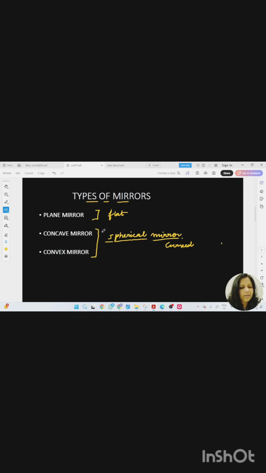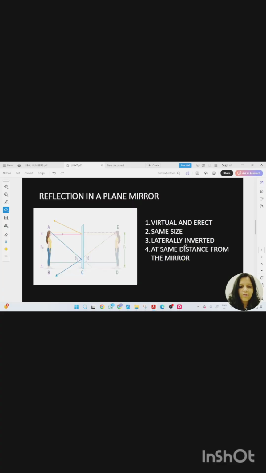So there are two different kinds of spherical mirrors. One is the concave mirror, and the other one is the convex mirror. Let's see how the images are formed by these three different kinds of mirrors. For the plane mirror, you have already studied the characteristics of its images in the previous classes. The image formed by a plane mirror is always virtual and erect. Always remember that if any image is formed in front of the mirror, then it will always be real and inverted, and if any image is formed behind the mirror, then it is always going to be virtual and erect.